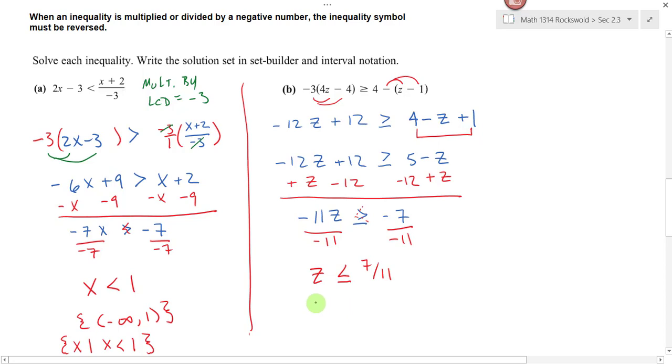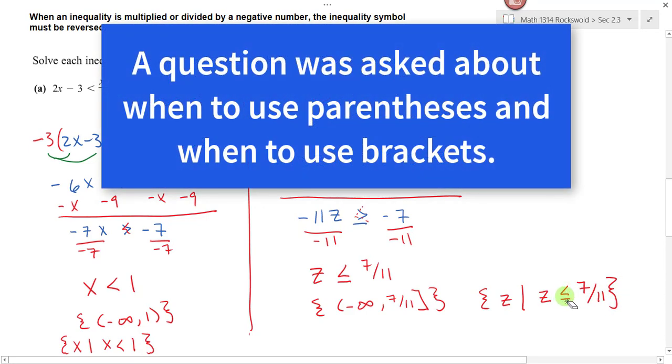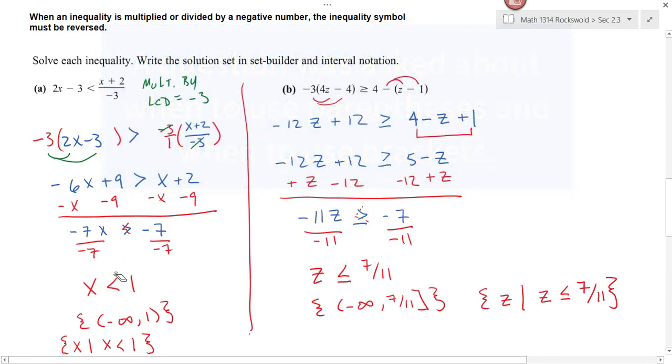If I wrote that answer using interval notation, it would go from -infinity to 7/11 with a bracket on the 7/11. And if I wrote it using set builder notation, it would be the set of z's given the condition that z is less than or equal to 7/11. You use a bracket when there's an equal to. You use a parenthesis if it's a strict inequality.